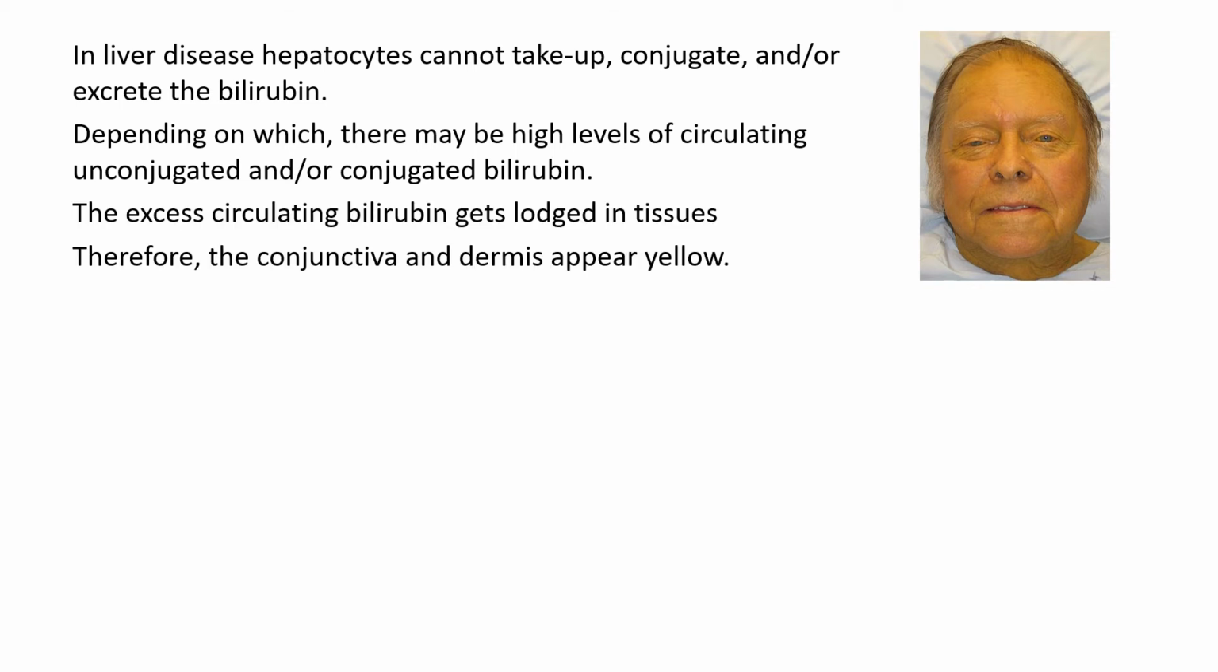This excess circulating bilirubin then gets lodged in the tissues. And this is what makes the conjunctiva, because it's a highly vascular area, and also the dermis appear yellow. And this is where we get jaundice.